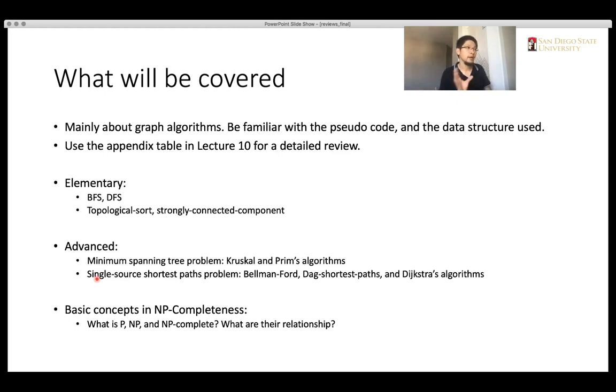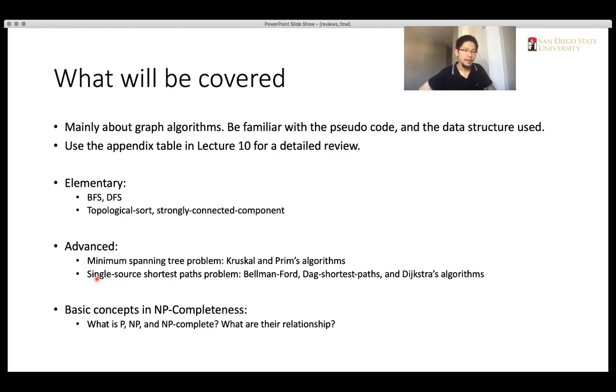So for elementary graph algorithms, BFS, DFS, topological sort, and strongly connected components will be covered. And for the advanced graph algorithms, the minimum spanning tree problem and the corresponding Kruskal's and Prim's algorithms will be covered. And for the single source shortest path problems, the three algorithms we covered, Bellman-Ford, DAG shortest path, and Dijkstra's algorithms will also be tested.